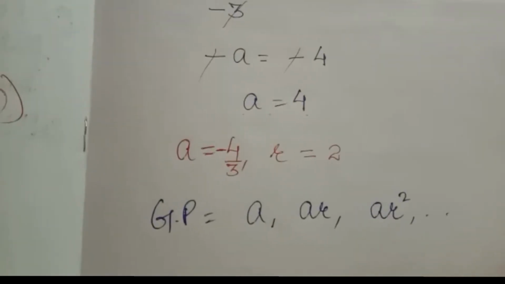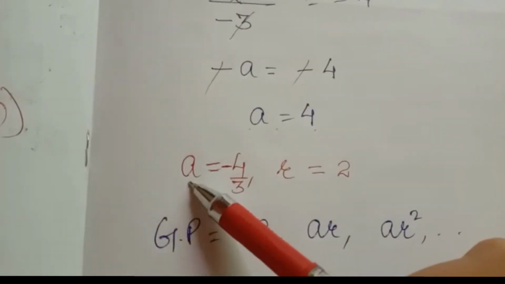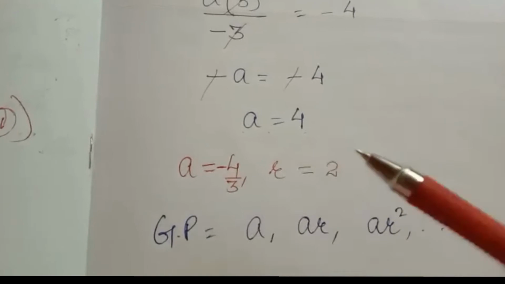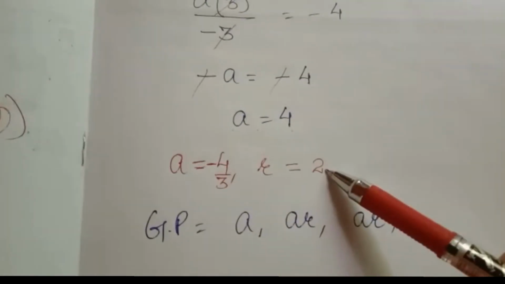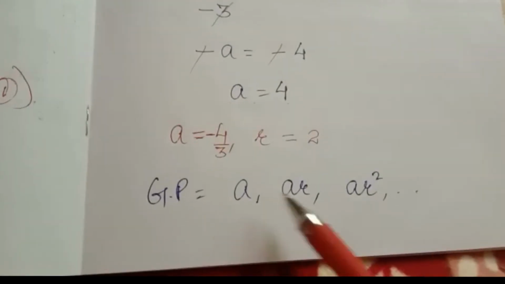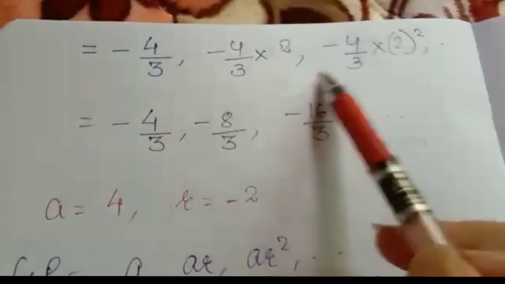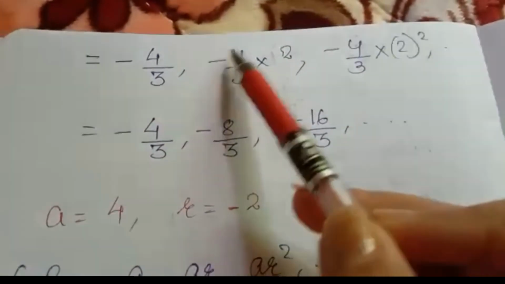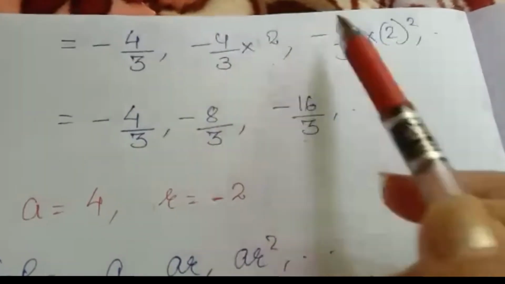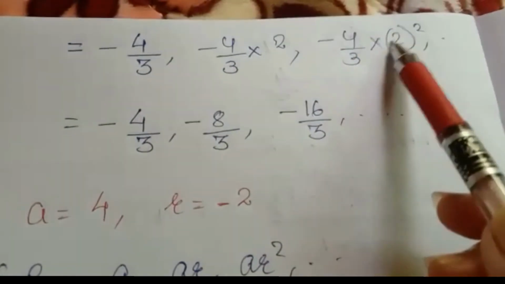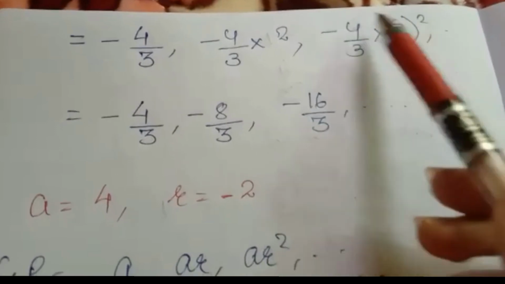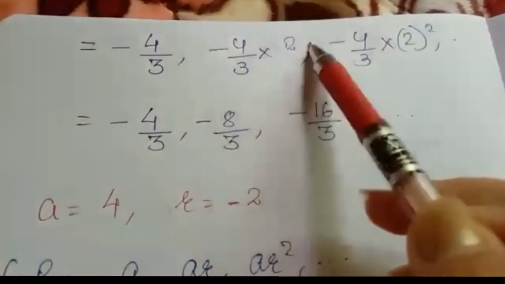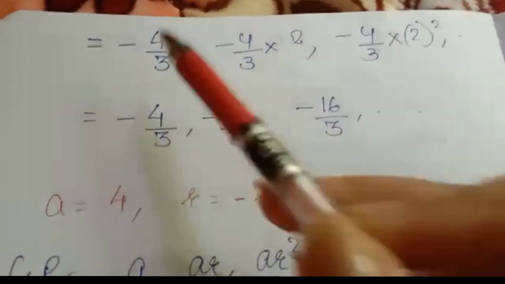Now we have to find the GP. First we will consider A is equal to minus 4 by 3 and R is 2. So the GP will be A, AR, AR square. Just put the values: minus 4 by 3, minus 4 by 3 into R which is 2, so minus 8 by 3, then minus 4 by 3 into 2 square. 2 square is 4, 4 into 4 is 16, 4 into 2 is 8, so minus 16 by 3 divided... minus 4 by 3, minus 8 by 3, minus 16 by 3.